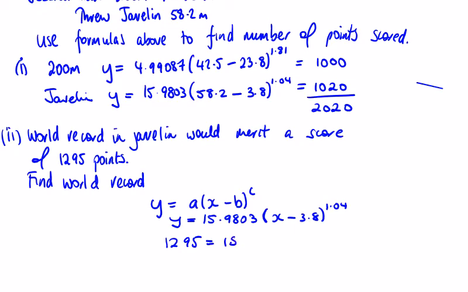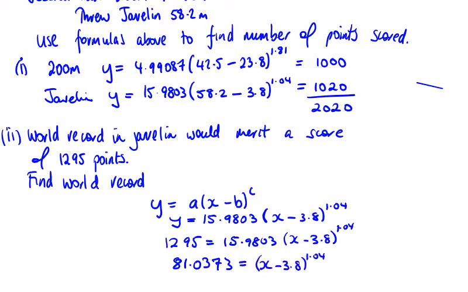That equals 15.9803 by x minus 3.8 to the power of 1.04. So dividing 1295 by 15.9803, we get 81.0373. So 81.0373 is equal to x minus 3.8 to the power of 1.04.